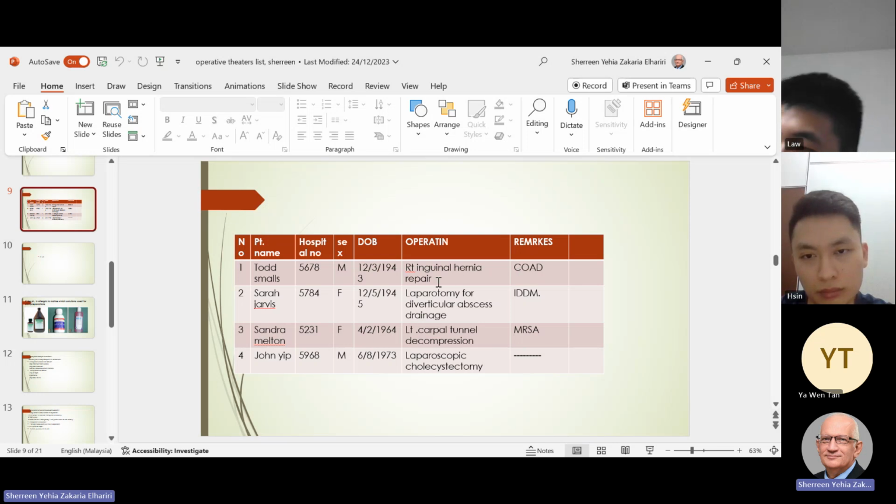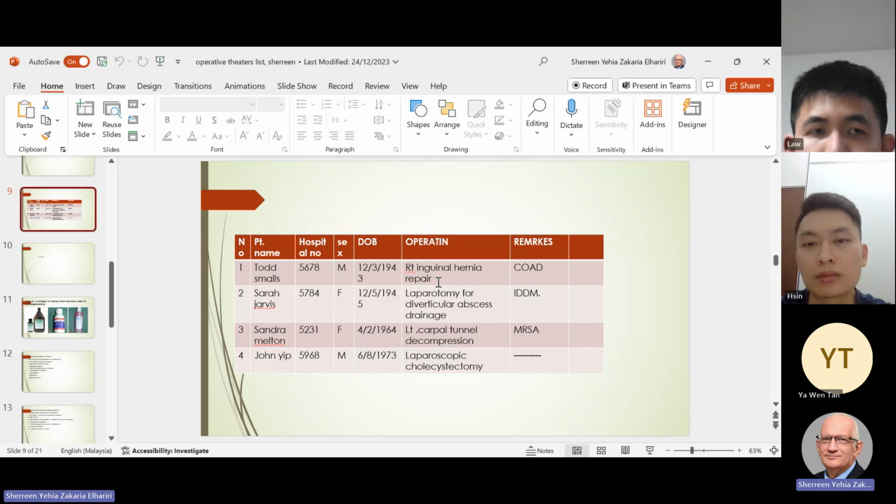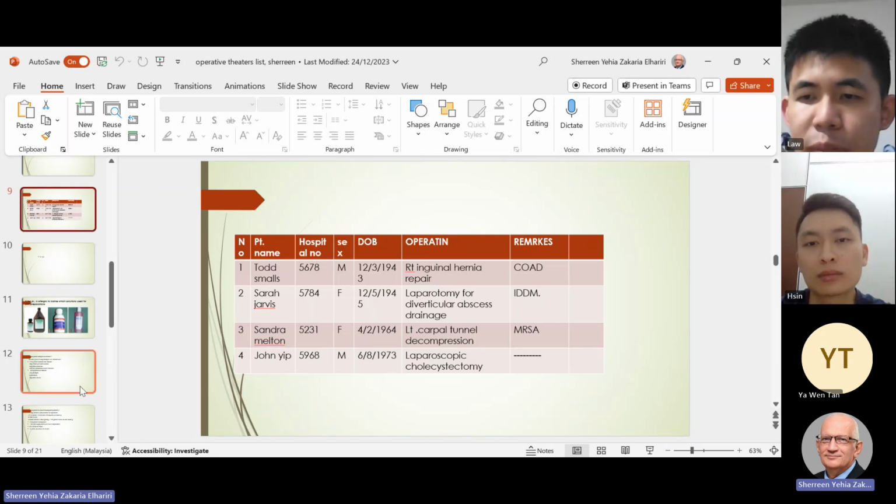Okay, it is important because if you see this patient with chronic obstructive airway disease and inguinal hernia, it is an elective operation. So you can stop smoking for 1 month. You can ask for chest physiotherapy. You can do some training because it is not an emergency operation. Okay.